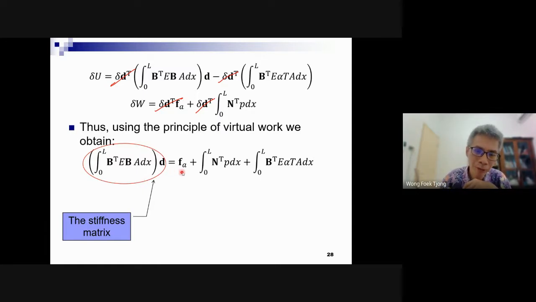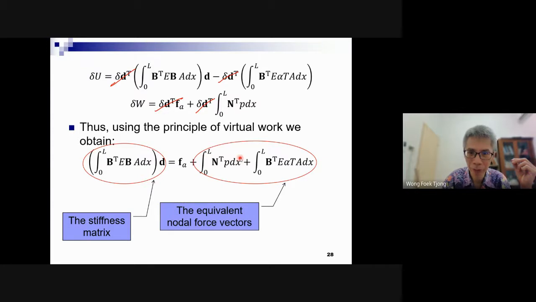This is force. If this is force, we should sum up with force. So this is force, another force. This is the force that we apply to balance, to make the element in equilibrium. And this is another force. What forces are they? We call them equivalent nodal forces. This is due to P, and this is due to temperature, increase or decrease.